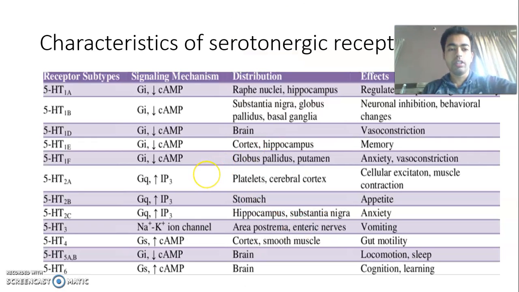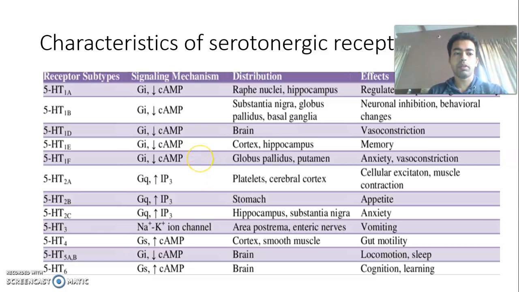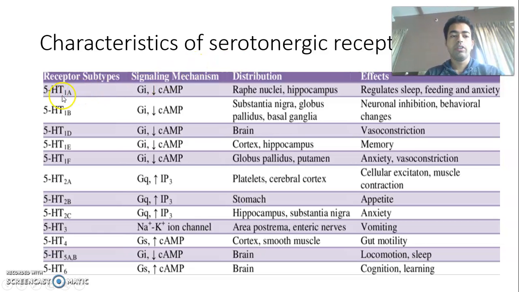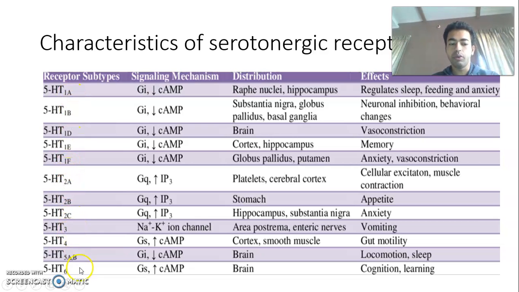Now we will see the characteristics of serotonergic receptors. These serotonergic receptors are of different types. You can see there are subtypes like 5HT1, 2, 3, 4, 5 and 6. In 1 there are subtypes like 5HT1A, 1B, 1D, 1E and 1F. In 2 it is 5HT2A, 2B and 2C. Then there is 5HT3, 5HT4, 5HT5A and 5HT5B, and 5HT6.